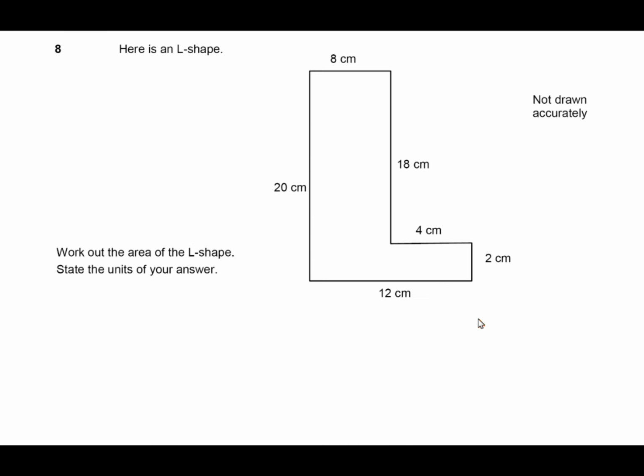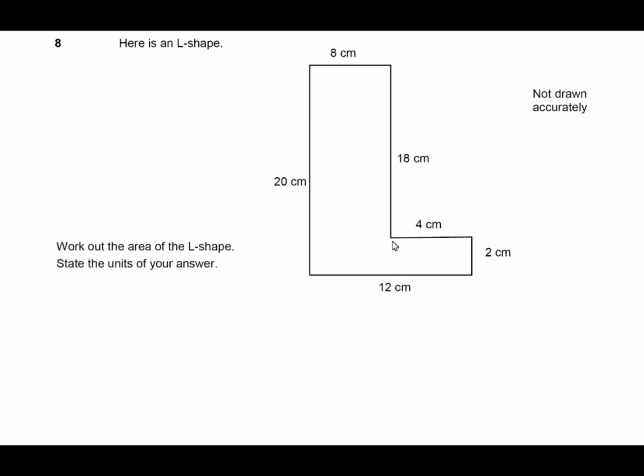Here is an L-shaped room. Work out the area of the L shape and state the units of your answer. And there are 3 marks available. So we can divide this up in one of 2 ways. One of the easiest is just to divide it down this line here and split it into 2 rectangles.